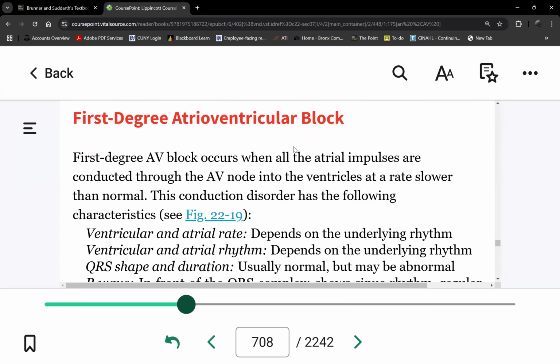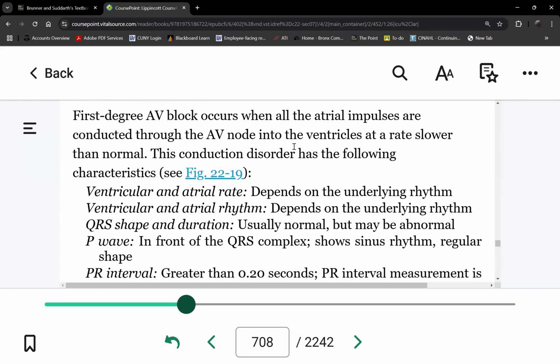First type is first degree. This is the most minor among the 4. The only thing wrong in first degree heart block is that the PR interval is longer than 5 small blocks. I repeat, the PR interval here is longer than 5 small blocks. It should only be how long? 3 to 5 small blocks. This one is more than 5 small blocks long, so it's greater than 0.2 seconds in duration.